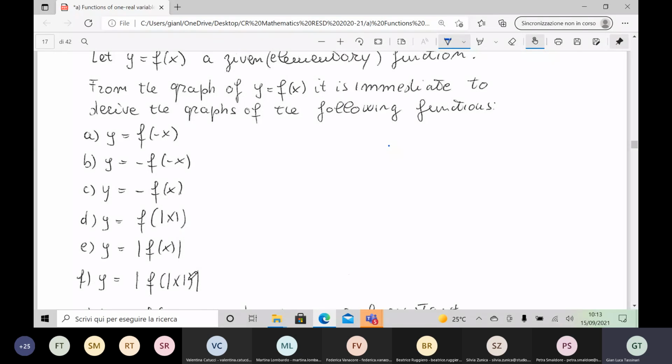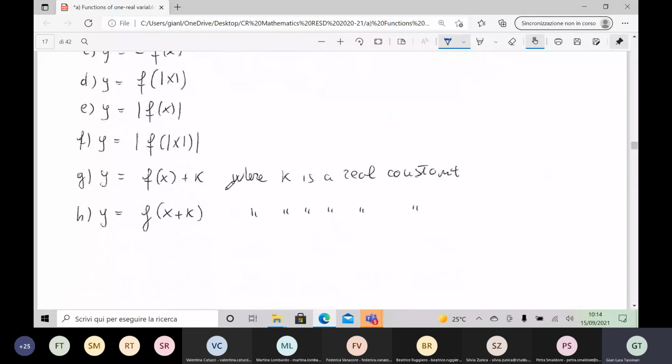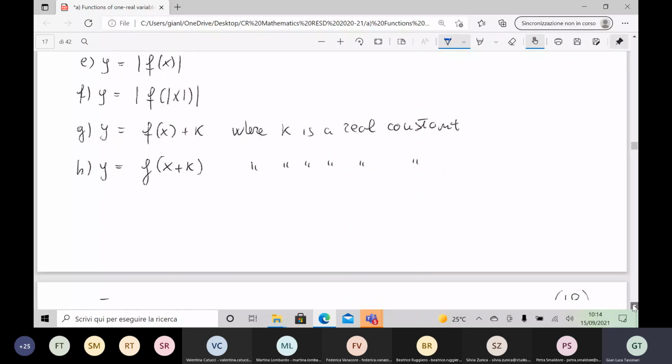Because, taking into account symmetries and shifts, you are able, from the simple knowledge of f of x, to derive all of this, to plot the graph of these functions without the need of doing other graphs. In particular, I'll explain it with a particular function. Okay, here I reported the other cases. We'll discuss all of them. I will show all of them.